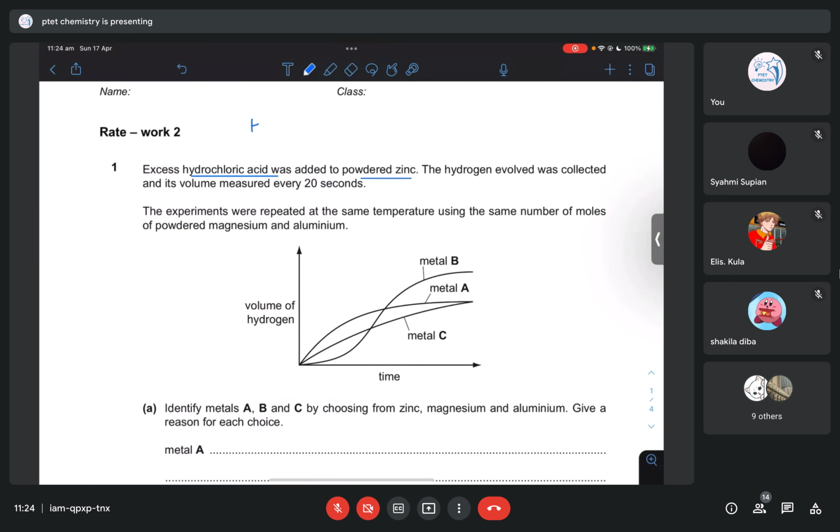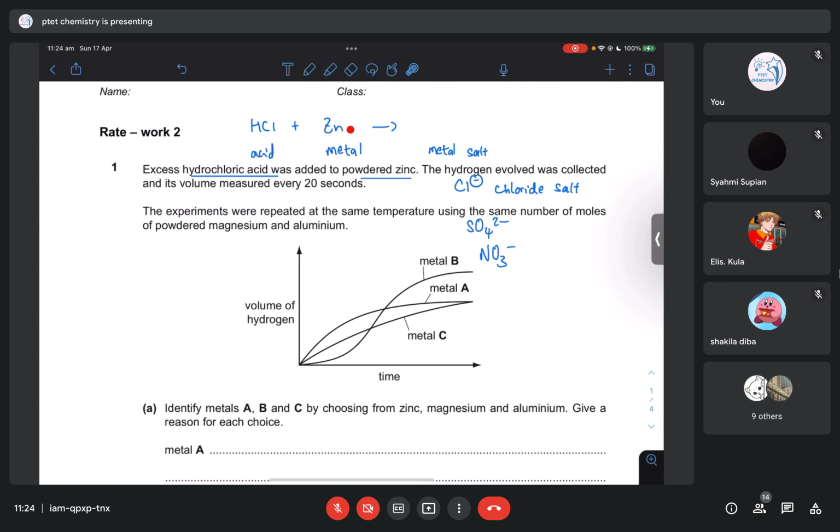So we know that HCl plus zinc will give us a salt. This is metal, this is acid. So we'll get a metal salt. The salt that we get depends on the acid that we use. If we use HCl, we will get a chloride salt. If we use sulfuric acid, we'll get a sulfate salt. If we use nitric acid, we'll get a nitrate salt.